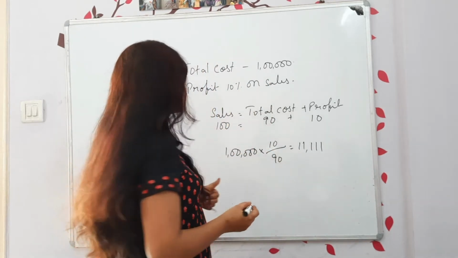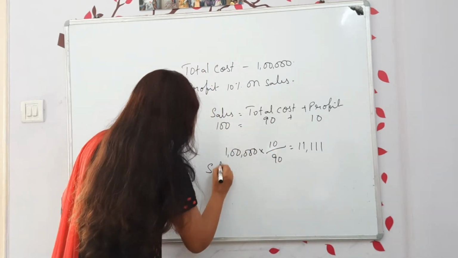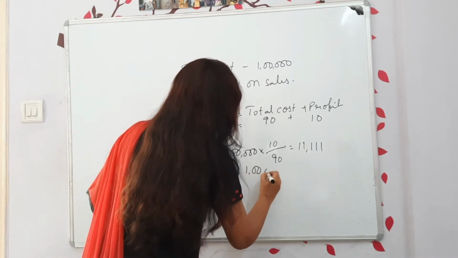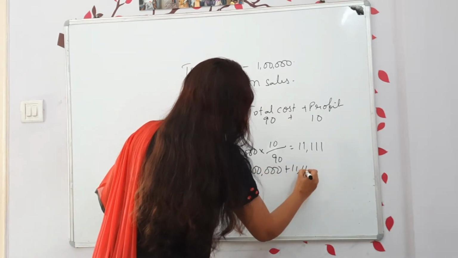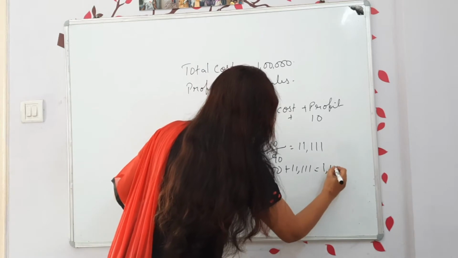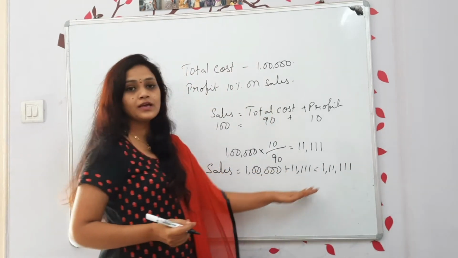Got it? Now what is sales? How do you find the sales? Sales is equal to 1 lakh total cost plus profit. Then you are getting 1 lakh 11,111.